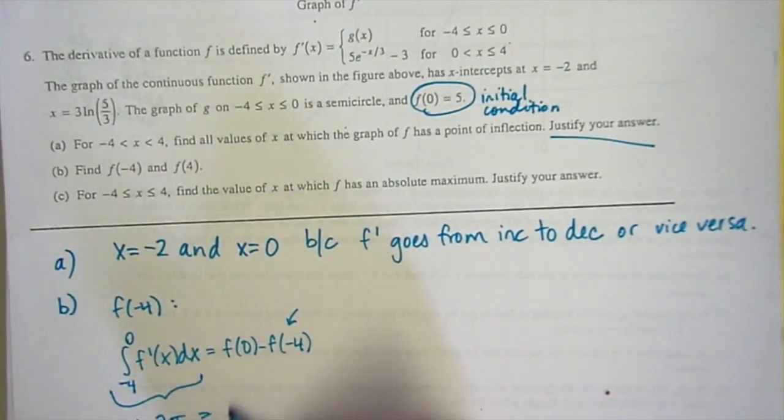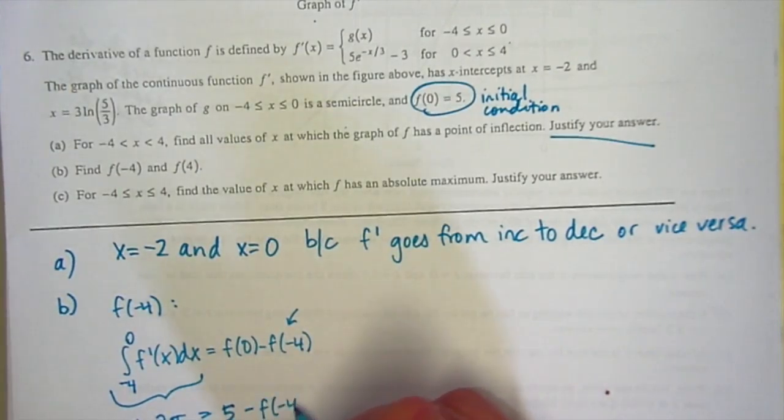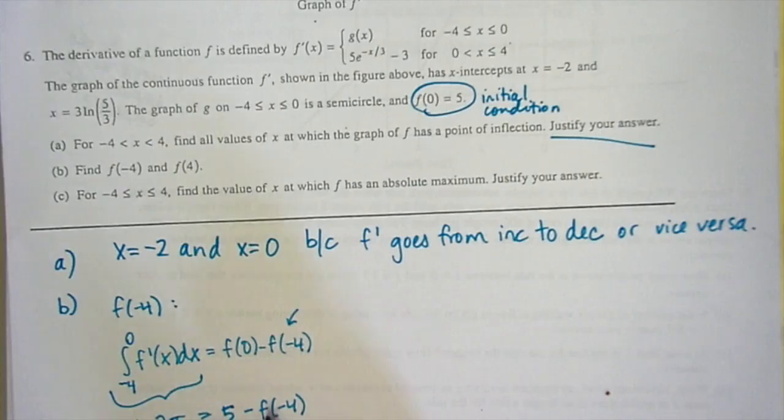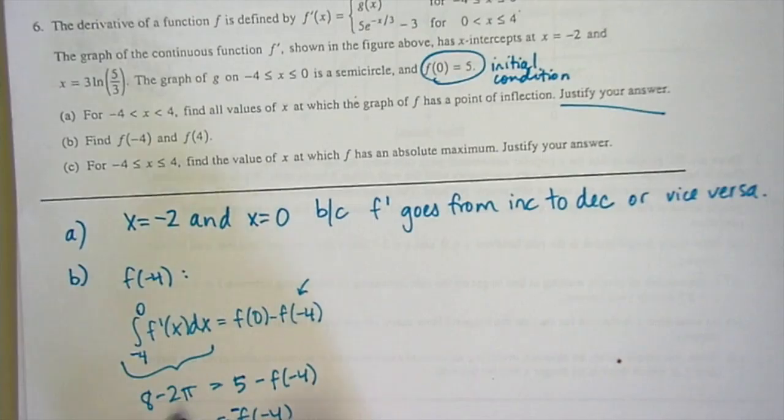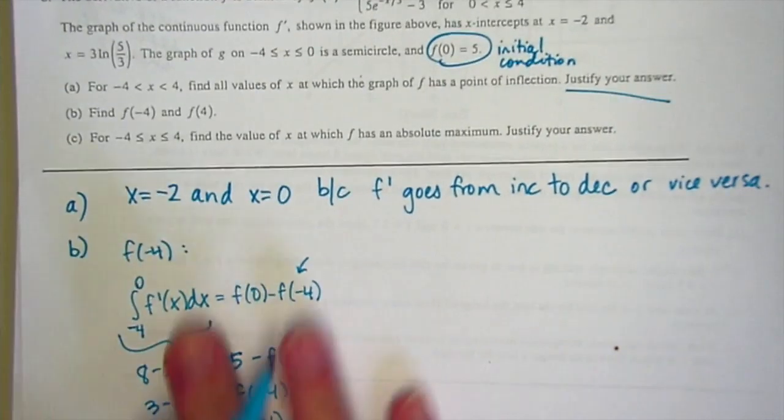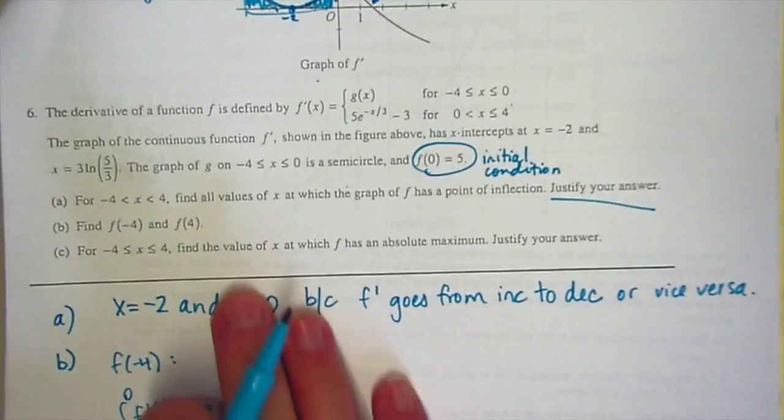This is worth 5. And then minus f of negative 4, that's my variable, right? So if I'm going to solve for this, I'm basically going to subtract 5 and get 3 minus 2 pi equals the opposite of f of negative 4, right? And then divide by negative 1 gives me 2 pi minus 3 for f of negative 4. Okay, so that's straightforward, using geometry, you can actually calculate the area under the curve.